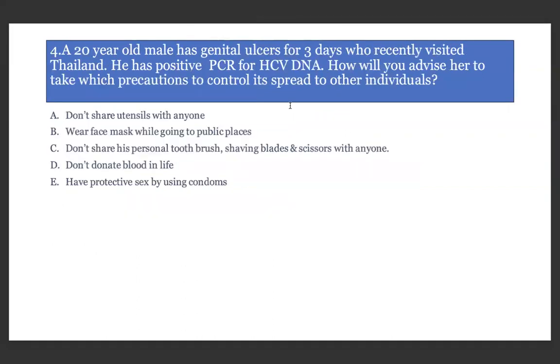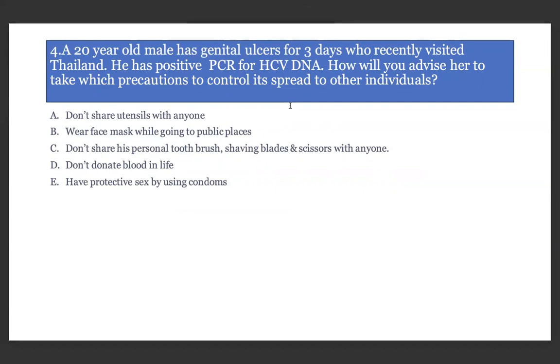Question number four. A 20-year-old male has genital ulcer for 3 days who recently visited Thailand. He has positive PCR for HCV DNA. How will you advise her to take which precautions to control its spread to other individual?